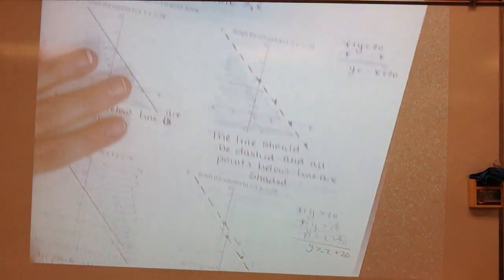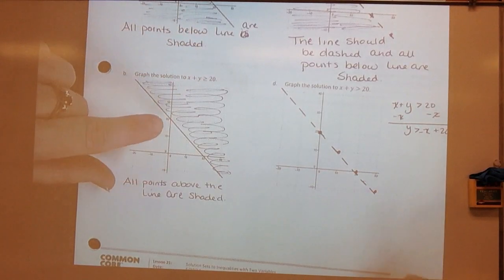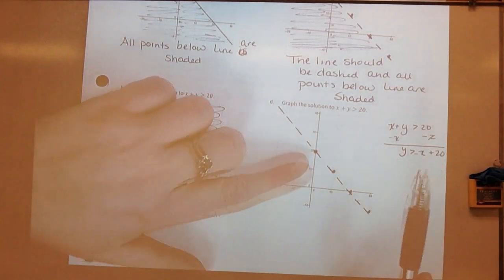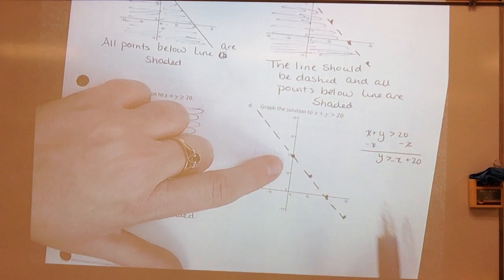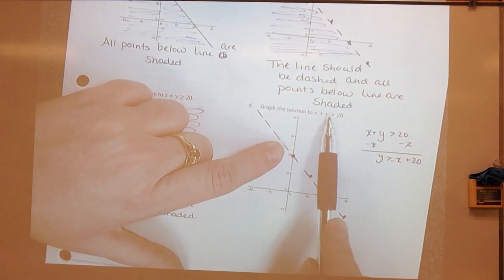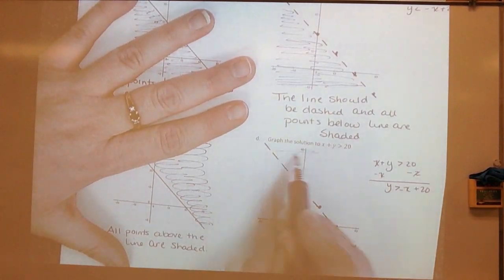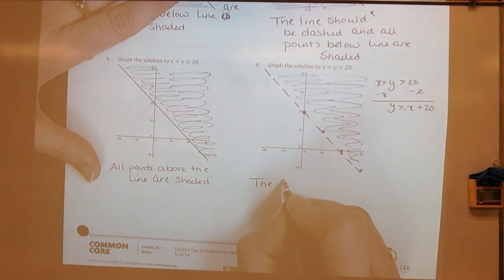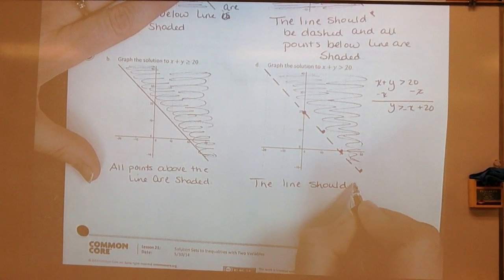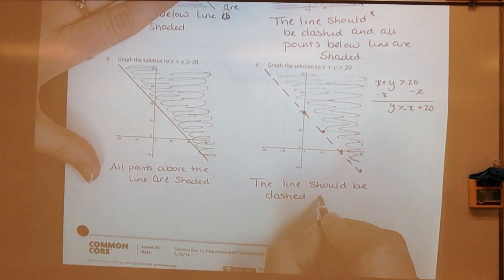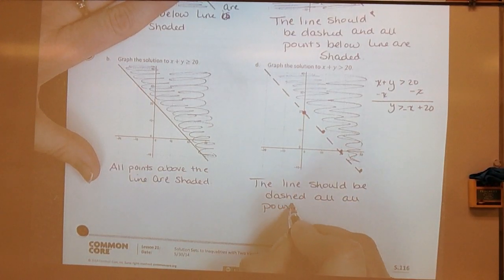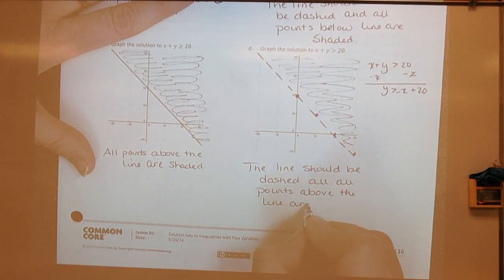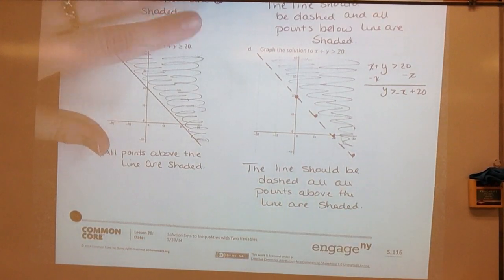All right, so I have a dashed line. Now, knowing what I know about this inequality, I'm going to guess that I probably could try a point above. Let's say I try 20, 20. 20 plus 20 is 40. Is 40 greater than 20? It is. So I would shade all points above. So the line would be dashed, and all points above the line are shaded. Okay?